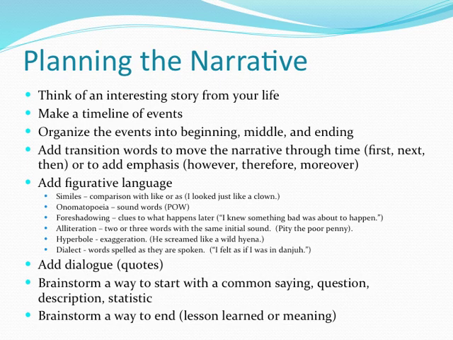Here are some examples. Similes. These are comparisons with the words like or as, such as, I look just like a clown. Onomatopoeia are sound words, words like pow, bam, pop. Foreshadowing is a great tool to use in writing. This is a statement that clues the reader to what happens later. For instance, I knew something bad was about to happen would foreshadow to the reader that later on you're going to tell them about the bad thing that happened.